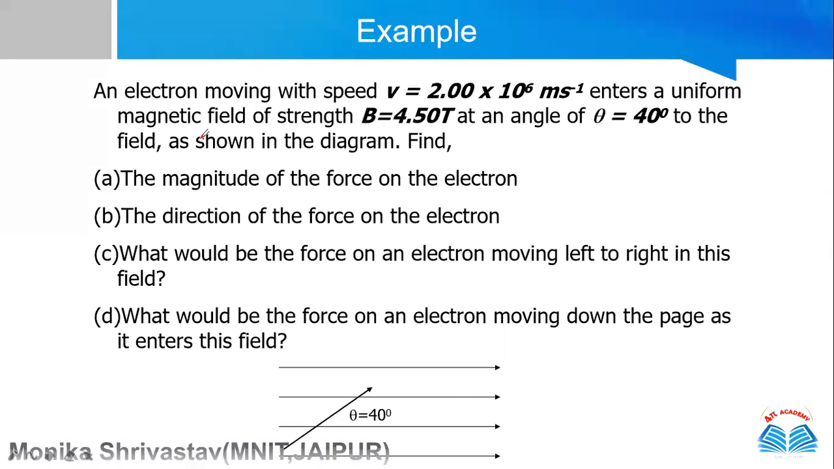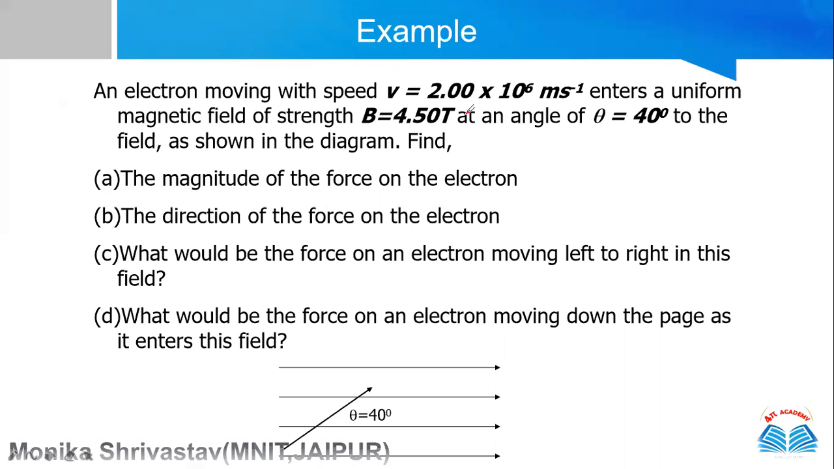So look at this example. Now the use of pen and paper comes here. An electron is moving with speed v equals 2 times 10 to the power 6 meters per second and enters a uniform magnetic field of strength B equals 4.5 Tesla at an angle of theta equals 40 degrees. All the things are given. This is the diagram you can see here.